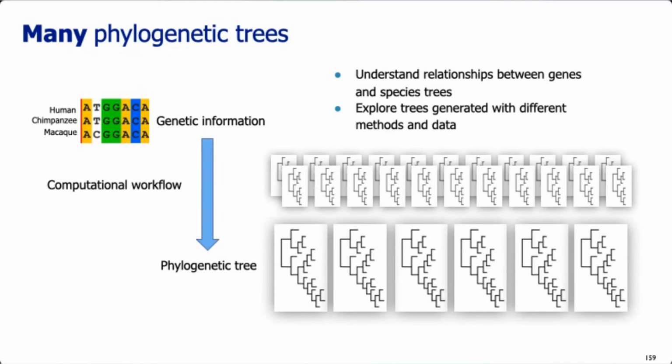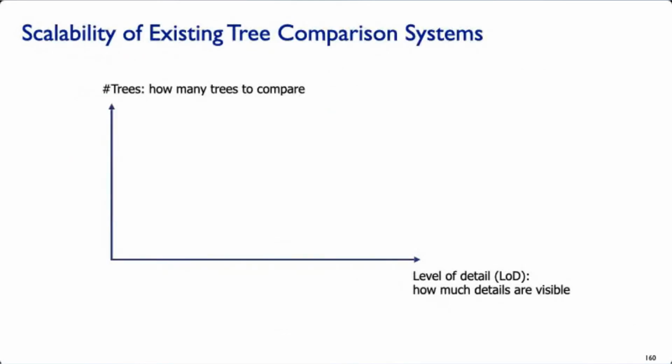You might have trees that were generated with different computational methods. You might be using different data sets to reconstruct these phylogenetic trees. So how could you have some computational support for comparison of trees? Well, it's useful to think about previous systems in terms of how many trees they're comparing and how much you can see of each tree.